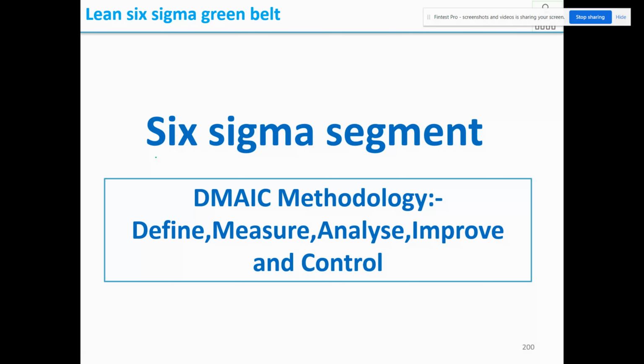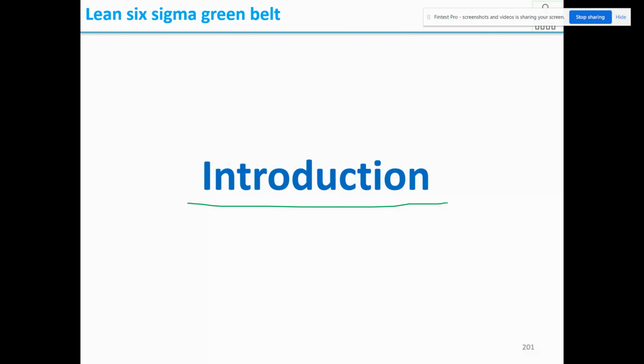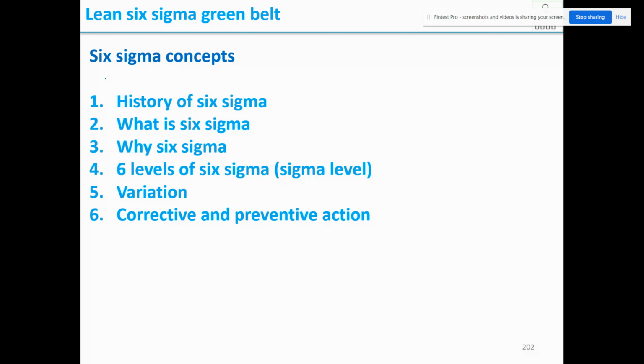We are going to use the DMAIC methodology, as we said. So what is the DMAIC methodology? D for define, M for measure, A for analyze, I for improve, and C for control. By using the DMAIC methodology, we are going to solve a quality issue that can be for a defect or a dimension. So let us start with the introduction.